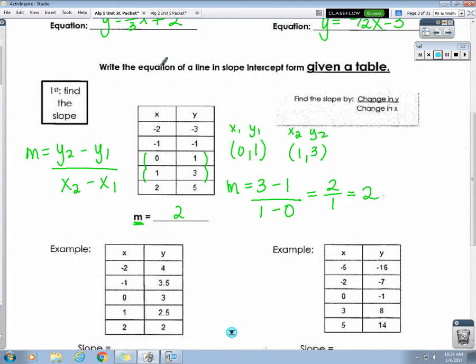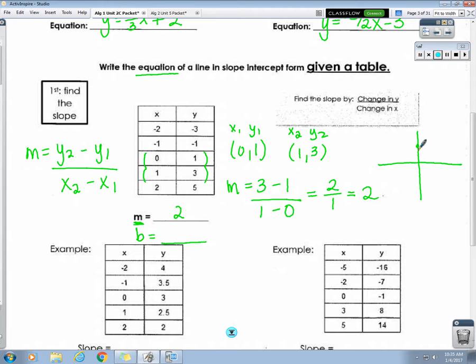Now, they want you to write the whole equation though. We only have the m. What do you have to find to do the whole equation? The y-intercept, which is your b, correct? Now, let's talk about what a y-intercept is. On a graph, what is the y-intercept? Right, where it crosses the y-axis.